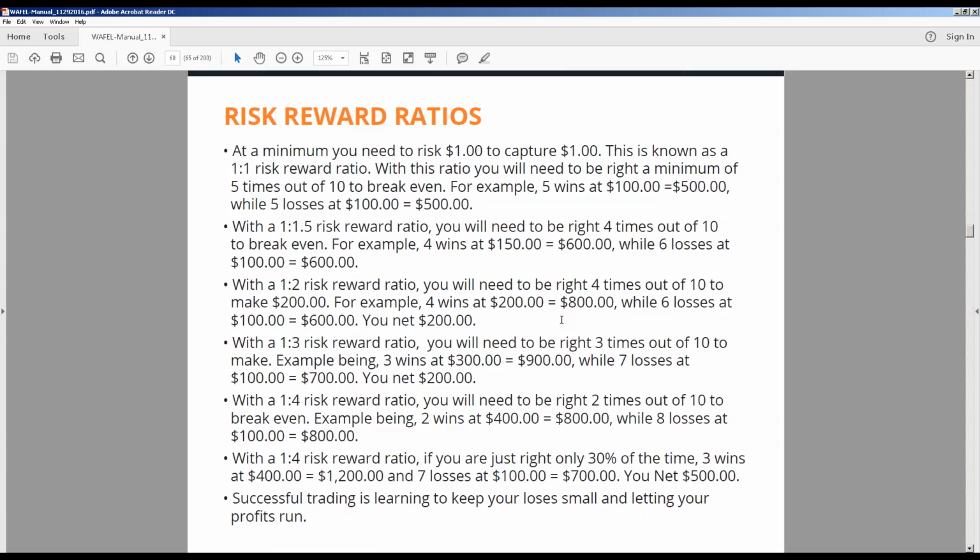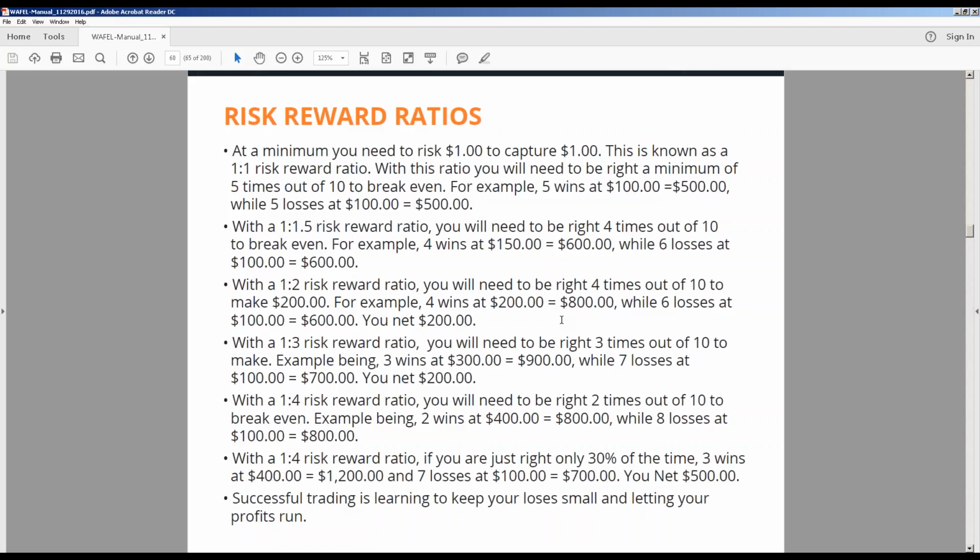With a 1 to 1.5 risk-reward ratio, you'll need to be right 4 times out of 10 to break even. For example, 4 wins at $150 a winning trade will give me a $600 profit, while 6 losses at $100 a losing trade will give me a $600 loss. With a 1 to 2 risk-reward ratio, you'll need to be right 4 times out of 10 to make $200. For example, 4 wins at $200 a winning trade will give me $800 profit, while 6 losses at $100 a losing trade will give me a $600 loss. So I will still make $200 at the end of the day.